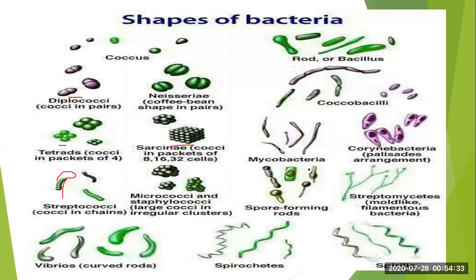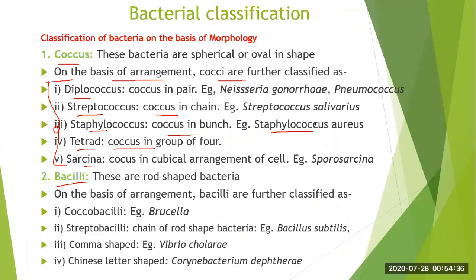These are the arrangements of how they are present in the environment. In the case of bacilli, these are mainly rod-shaped bacteria, and on the basis of arrangement we can also classify them, like Coccobacilli, like Brucella, and Streptobacillus, a chain of rod-shaped bacteria. Then comma-shaped, that we call Vibrio cholerae. Chinese letter shape means the shape looks like a Chinese letter, for example Corynebacterium diphtheriae.